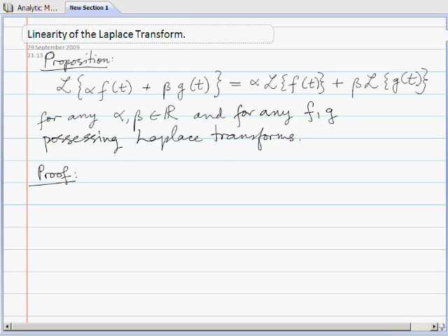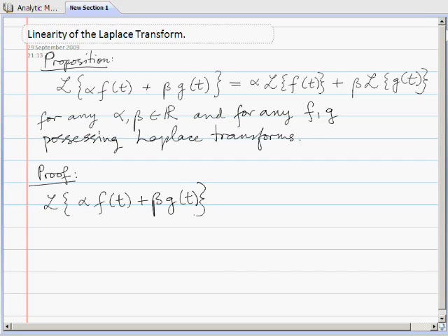Now we can prove this by a straightforward use of the linearity property of integration. So let's try and prove this. Take the Laplace transform of this linear combination of functions. According to the definition, this is the integral from 0 to infinity of e to the minus st multiplied by this function.